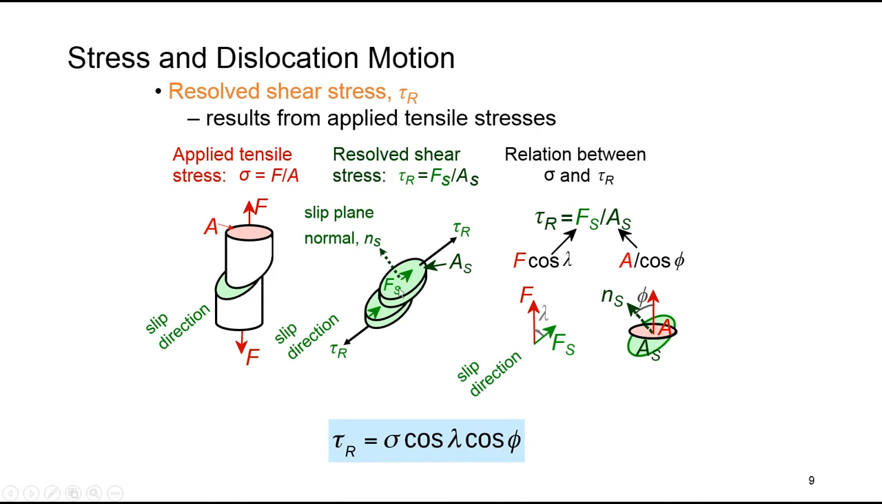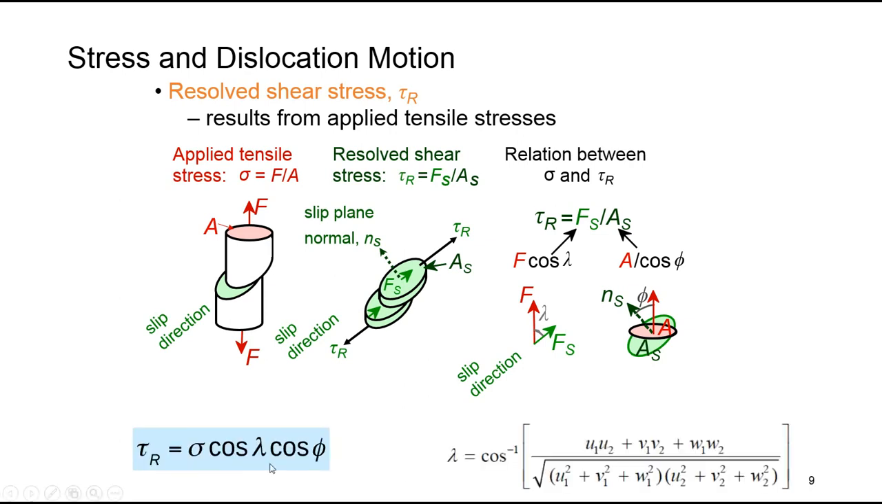So using these two relations, we can simplify the whole relation and find the relation between resolved shear stress tau r and applied stress sigma, which is related to cosine gamma and cosine phi, and the definitions of gamma and phi are shown here. The multiplication of cosine gamma by cosine phi is called the Schmidt factor. Bear in mind that the angle between two vectors, one having elements u1, v1, w1, the second having elements u2, v2, w2, can be found using this relation.